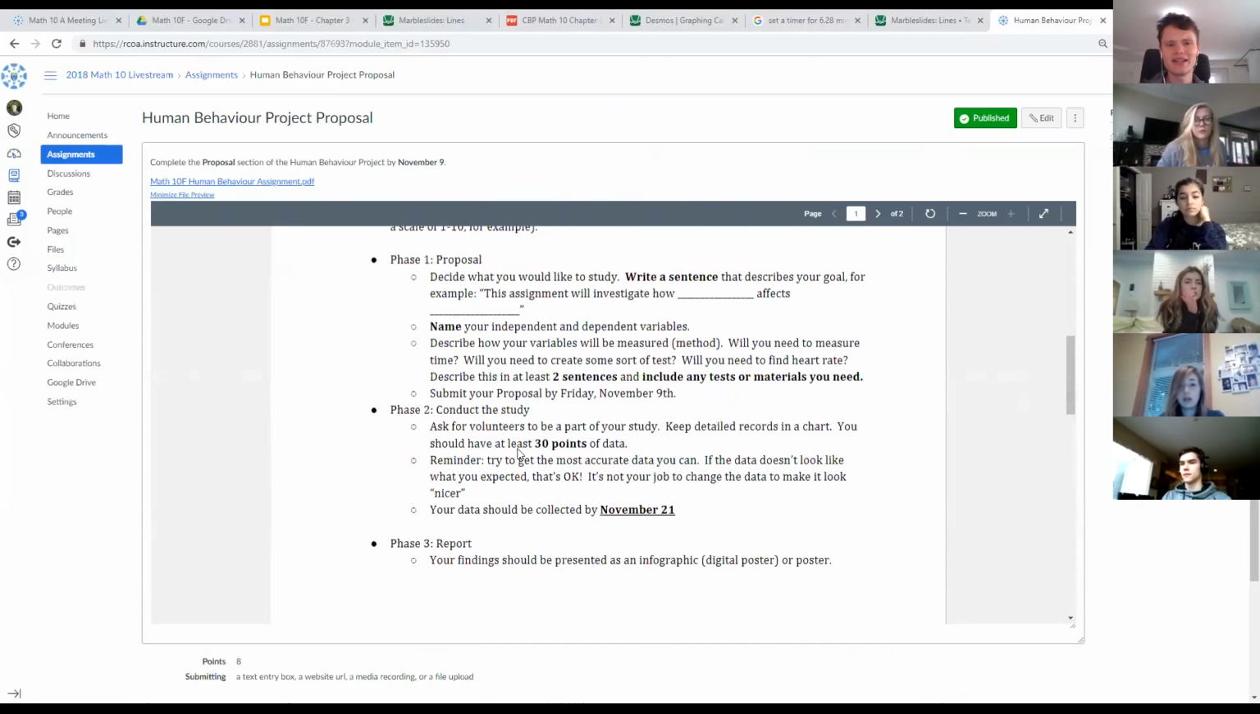Phase 2, this is where you're conducting the study. So you'll need to ask for volunteers, keep detailed records in a chart, and you should have at least 30 points of data, okay? So for example, if I was doing that soccer study and I wanted to test for each person no spins, so they're not spinning and they kick a ball, 5 spins they kick a ball, and 10 spins and they kick a ball, that's 3 points of data per person. Well, I only need to survey 10 people. Does that make sense? Do you see what I'm saying?